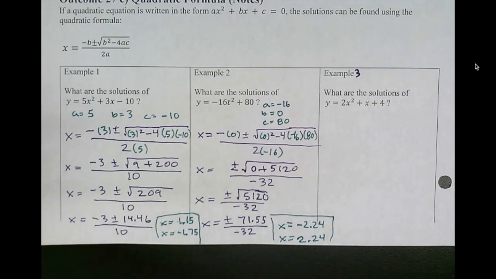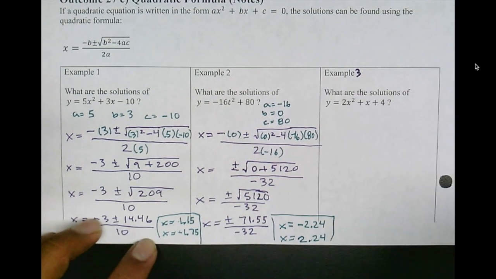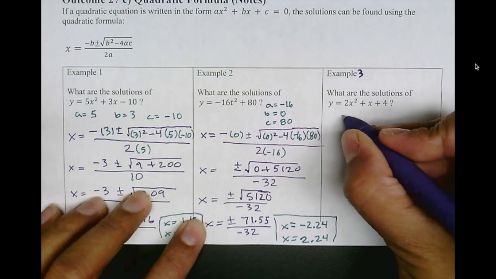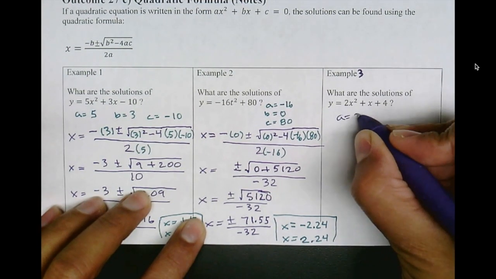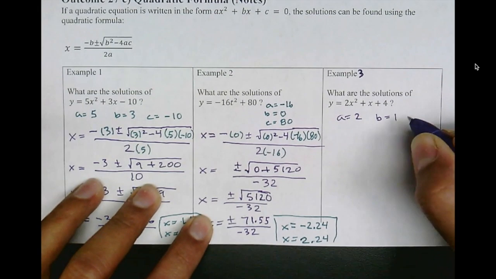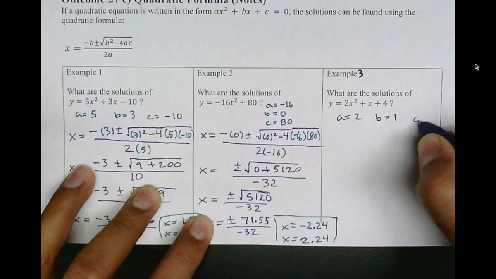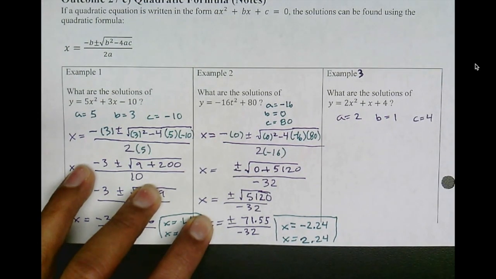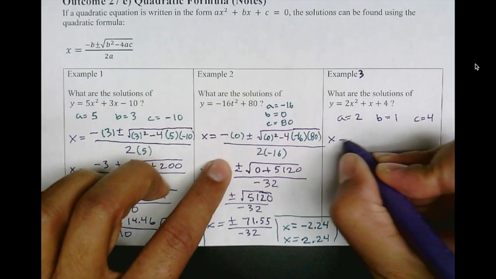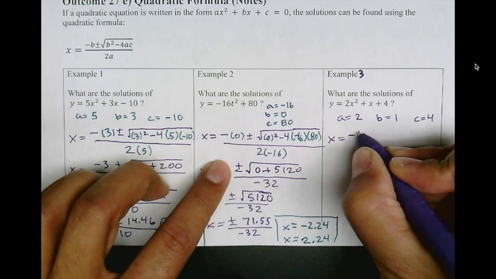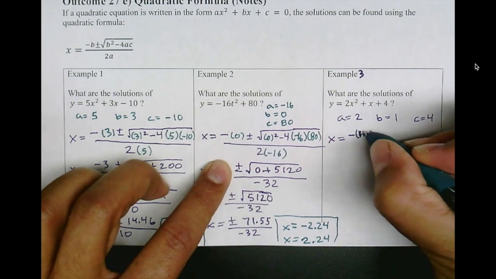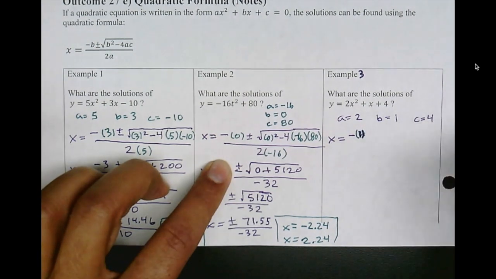Now let's take a look at our third example, which is example 3, not a 1. Now, let's go ahead and again identify our a, b, and c values. So a, the coefficient of x squared, is 2. B, the coefficient of x, is 1. And c, our constant, is 4. Now let's go ahead and start plugging each one of these values into the quadratic formula. So we have negative b, which is a 1, so negative 1.